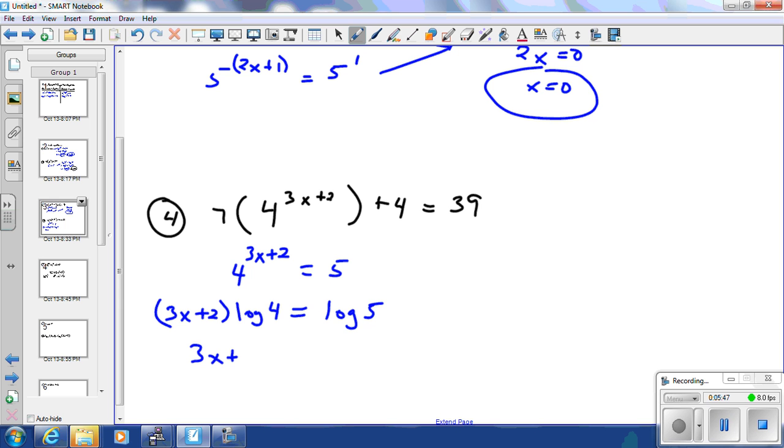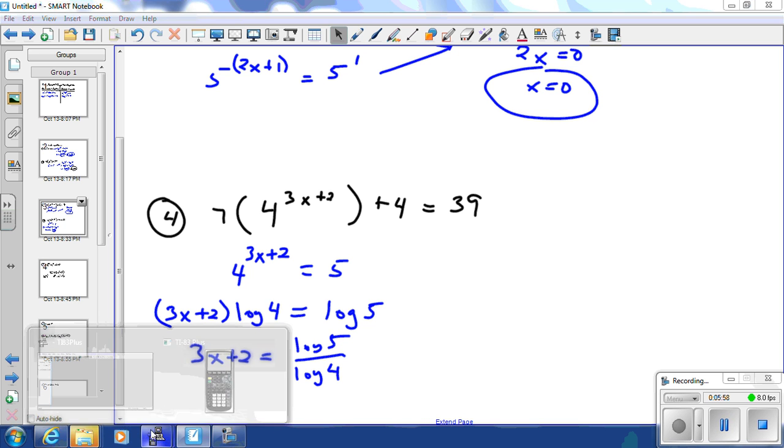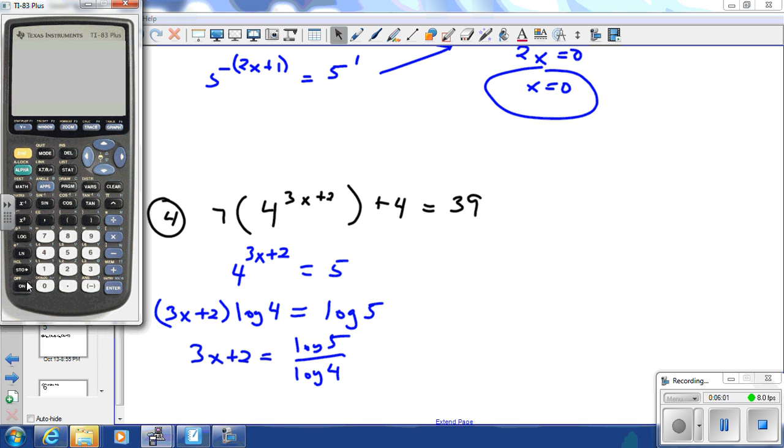So I've got 3x plus 2 is equal to the log of 5 divided by the log of 4. Let me just show in my calculator here what I would do. First off, we're going to type in log 5 divided by log 4. It's going to give us a decimal, no doubt. Now that decimal is what 3x plus 2 is equal to. So I'm going to proceed as if I had that decimal written in place of this.